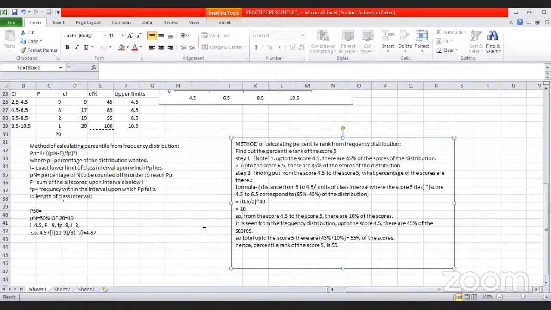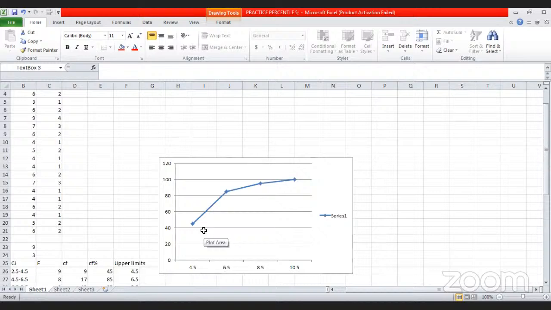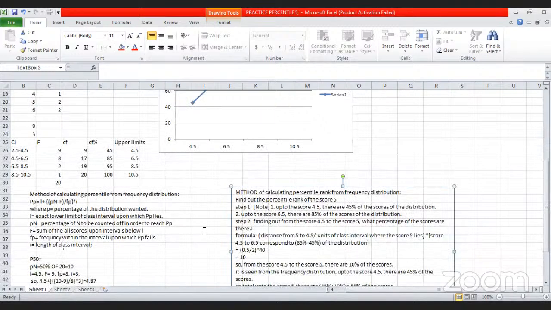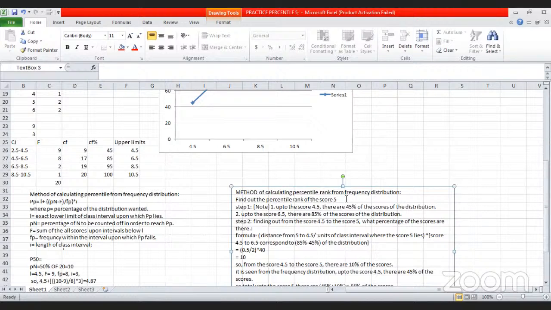Suppose the score 5 is given. And now the question is, what is the percentile rank of the score 5 in this particular distribution? Is this question clear? Yes, ma'am.